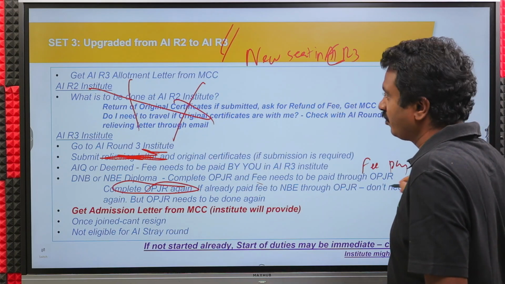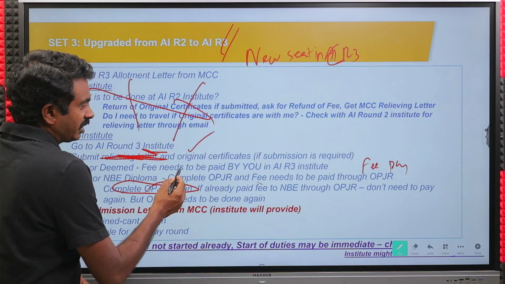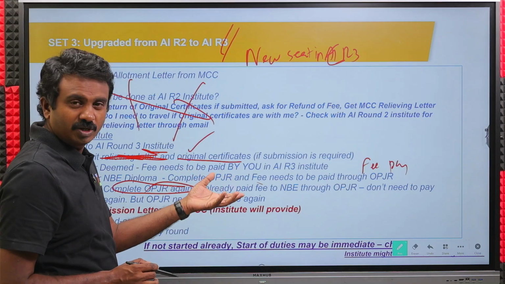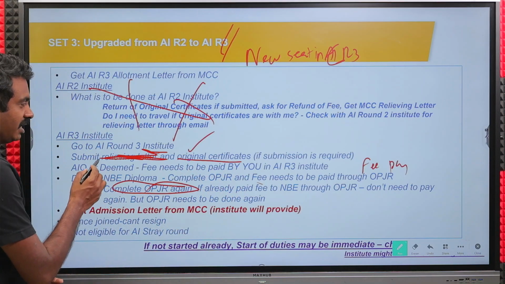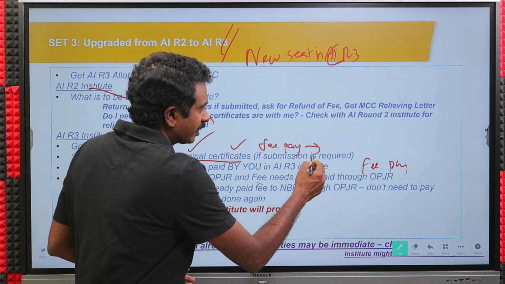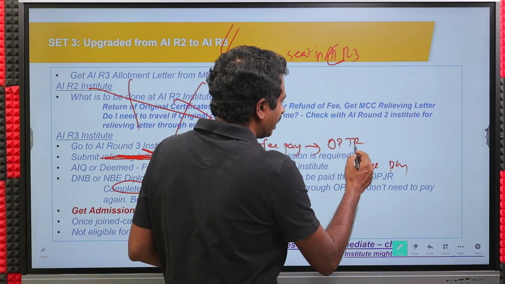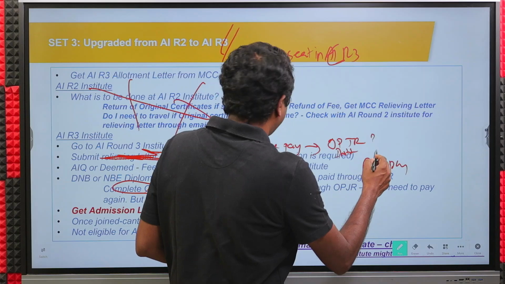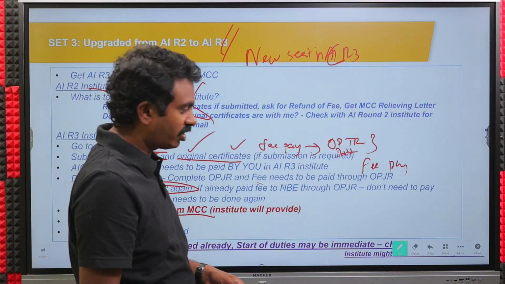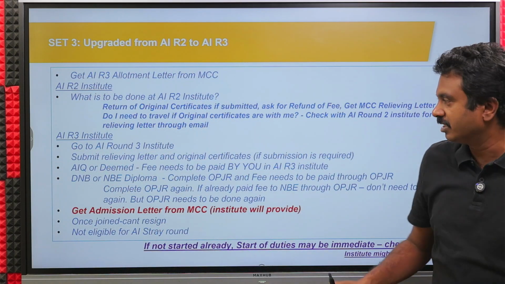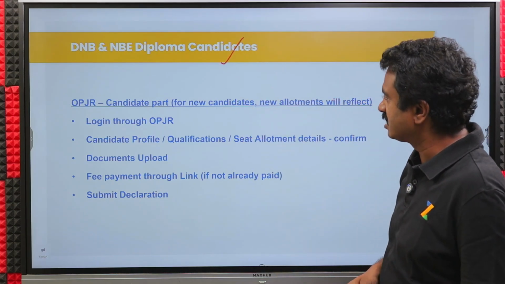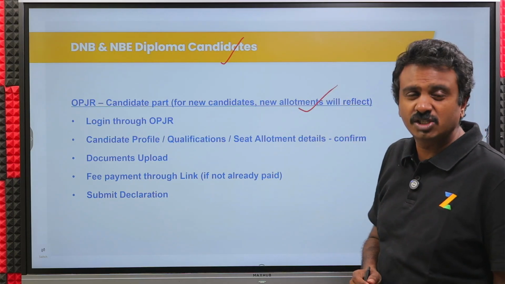So basically, if you are newly allotted, go to the All India Round 3 institute, take your original certificates, pay the fee, do OPJR if DNB, otherwise go to the institute, and get the intra MCC admission letter. You are not eligible once you join, you cannot resign, and you are not eligible for the All India Stray Round. Now, as far as DNB and NB diploma candidates are concerned, for new candidates, new allotments will reflect.